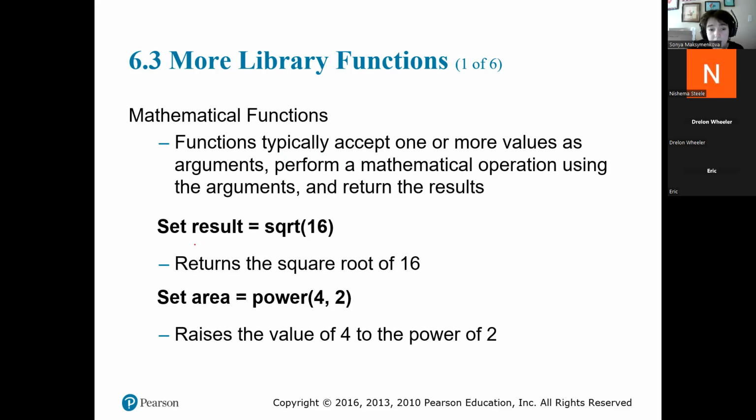So as you can see here, we have the square root function. SQRT stands for square root, and you just input whatever number you want to take a square root of. So for example, here we take a square root of 16 and save it in our variable called result. And here we have our library function called power, and it's going to raise the value of your first number that you input to the power of the second number that you input. As you can see here, they're taking a value of 4 and raising it to the power of 2. So that's going to give us 16, and this variable called area is going to equal 16.